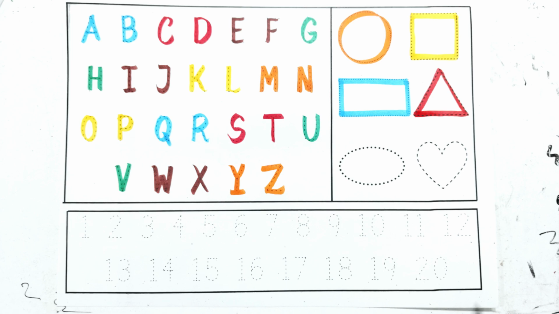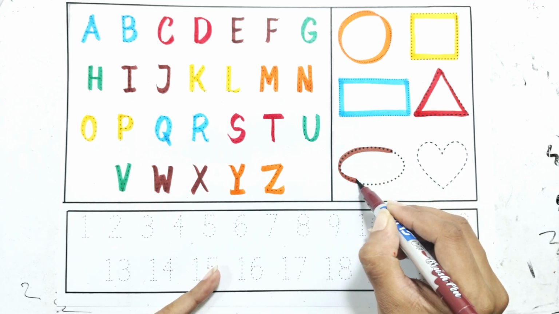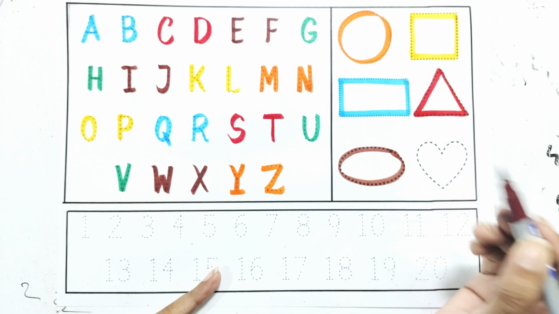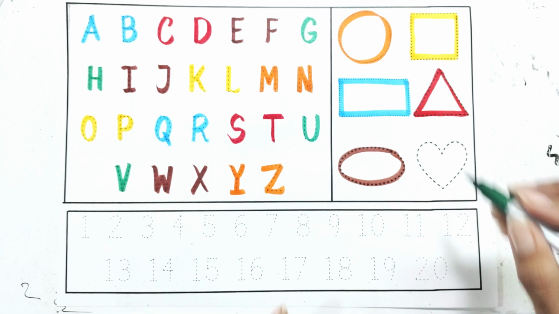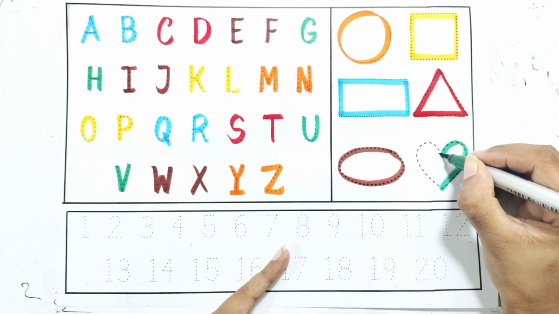Say with me the name of shape: oval. Draw with me an oval. Say with me the name of shape: heart. Draw with me a heart.